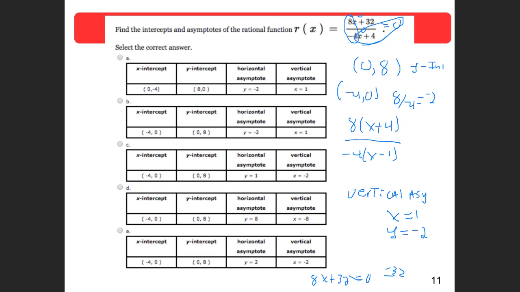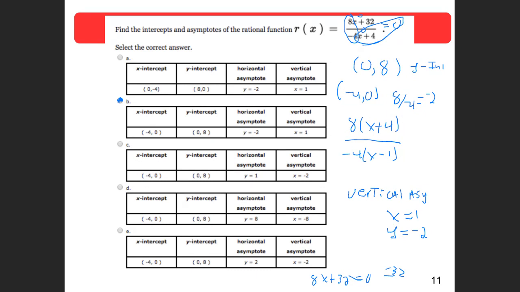So somebody said letter A, x-intercept. I'm not going to y-intercept. Did I do this wrong? X-intercept, y-intercept. Okay, horizontal asymptote, y is equal. I'm going to go with letter B, okay? Because (0, 8) is a y-intercept. So I'm going to go with letter B. When in doubt, go with letter B.